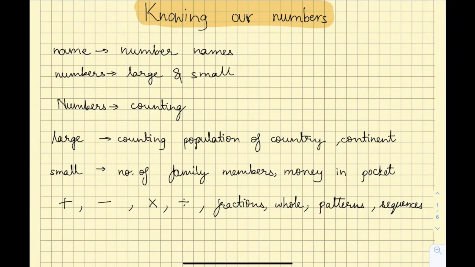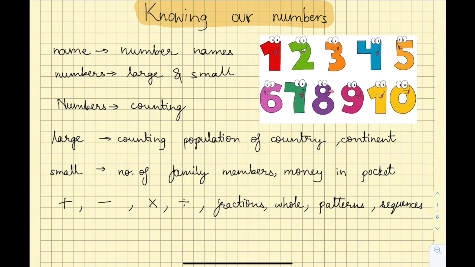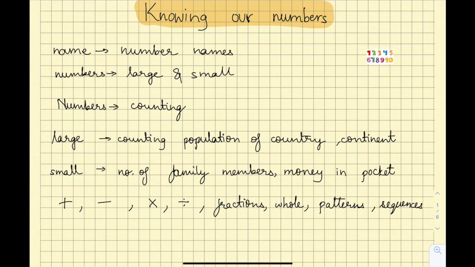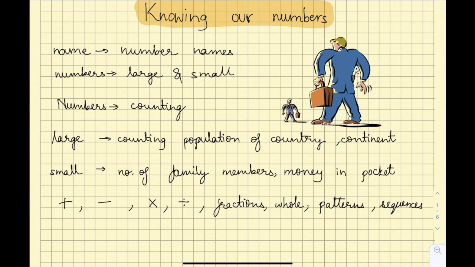Hello everyone. Today we are going to do the first chapter of class 6 maths, knowing our numbers. So these numbers we have been learning from the time we were in KG. From KG we started with 1, 2, 3 and so on. Just as you and I have names, similarly numbers also have names. And these numbers are large and small, just as people are big and small.